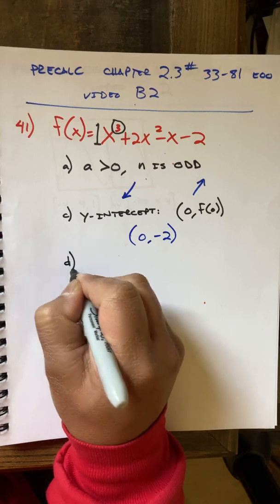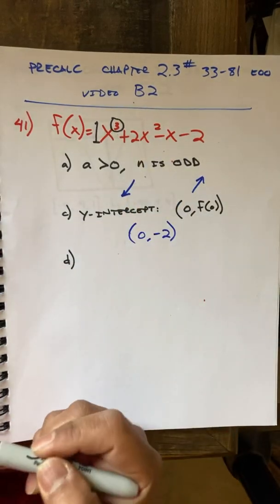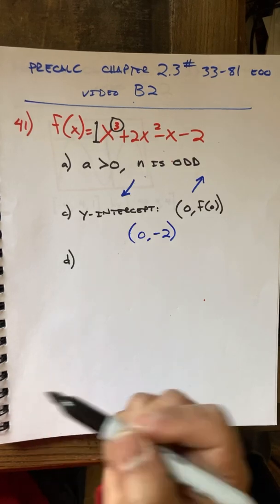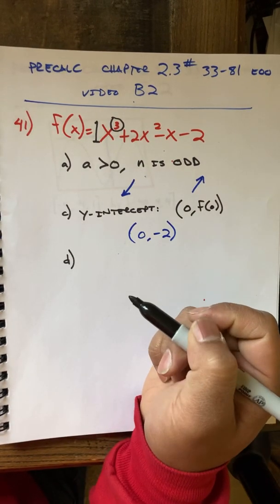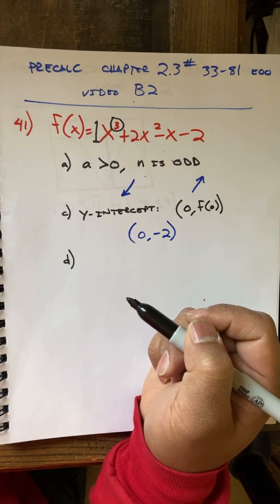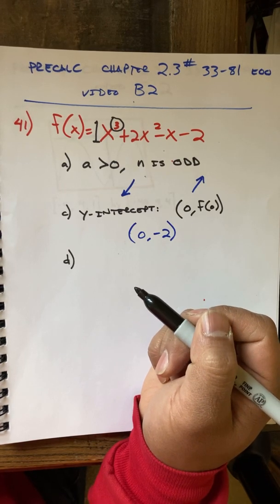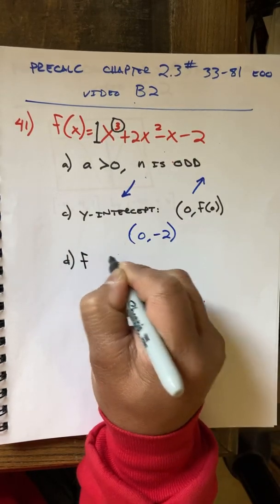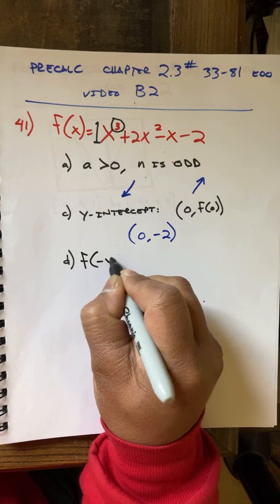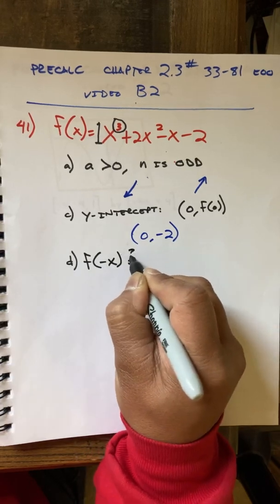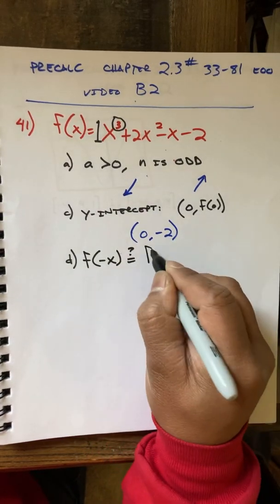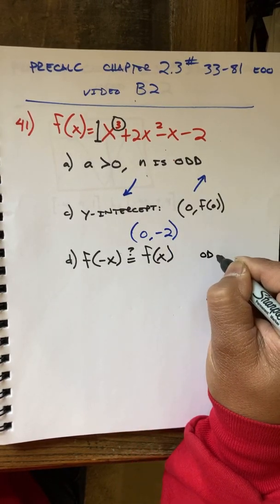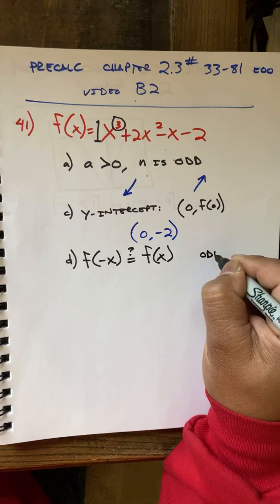It's not an odd-powered-only function, so it definitely does not have y-axis symmetry. To test for origin symmetry, we can do something simple like does f of -x equal -f of x? Here's how I would write it: f of -x, does it equal f of x? And this is the odd symmetry test.